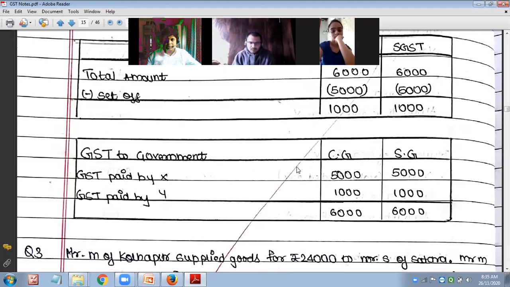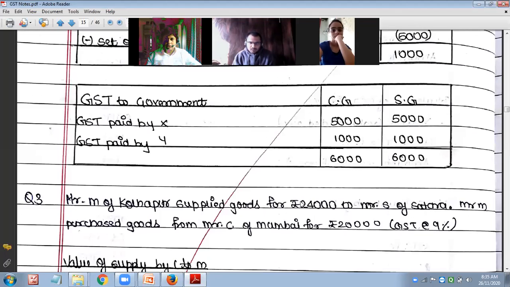So this will be the assignment. At 9:40 again I'm going to ask how it works. Write it down. M of Kolhapur supplies goods worth 24,000 to S of Satara. Mr. M purchased the goods from C of Mumbai for 20,000. If the GST rate is 9%, get me these answers.